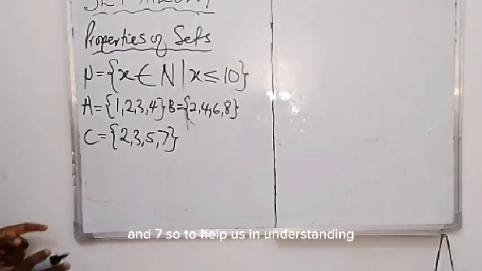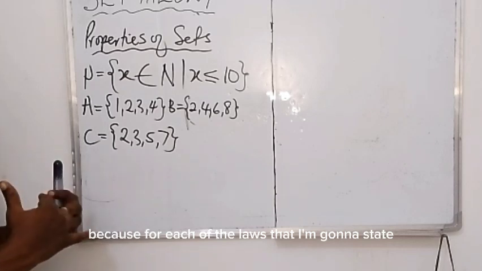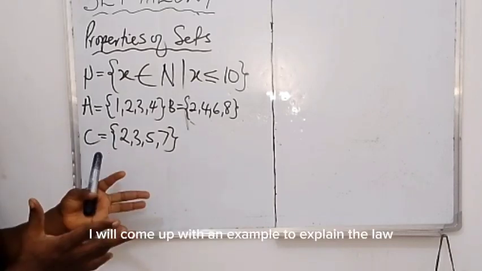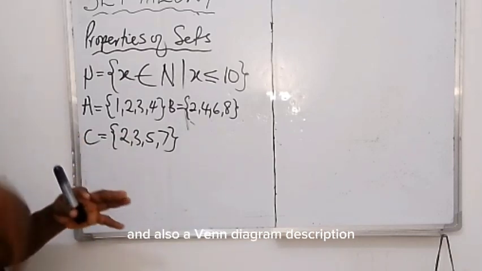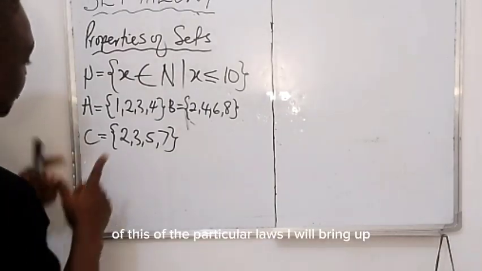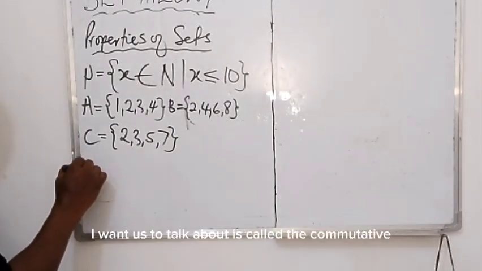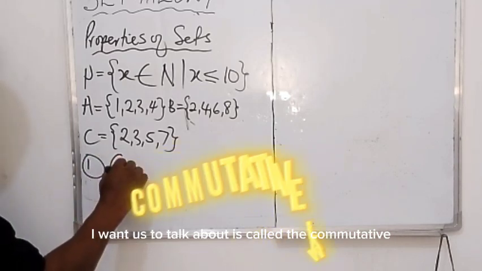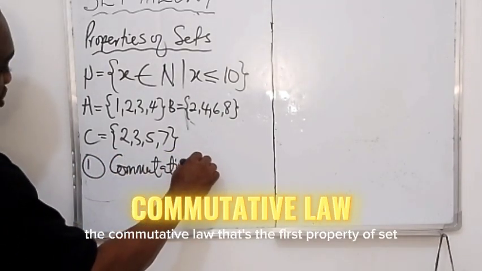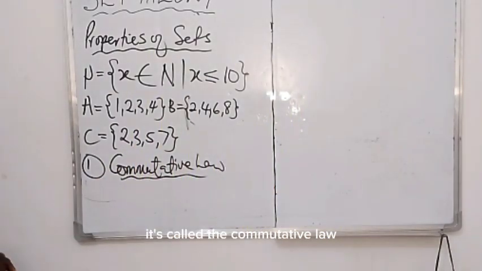So to help us in understanding, we'll use these sets because for each of the laws that I'm going to state, I will come up with an example to explain the law and also a Venn diagram description to foster better understanding of the particular law I will bring up. So the first law I want us to talk about is called the commutative law. That's the first property of sets. It's called the commutative law.